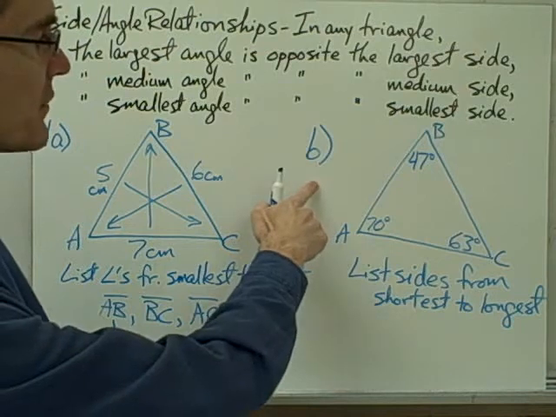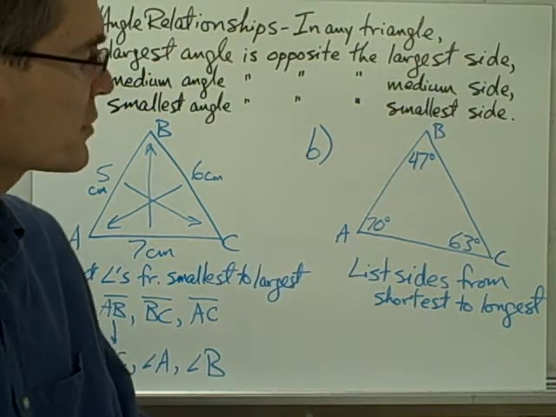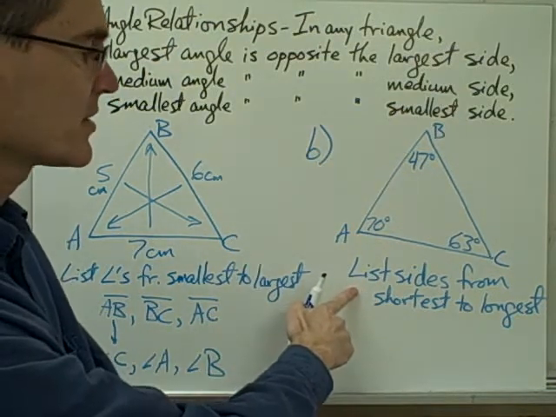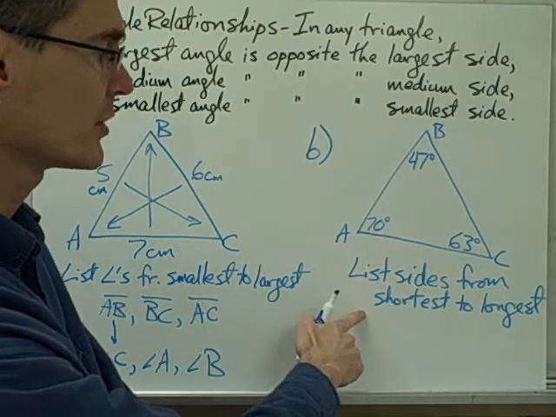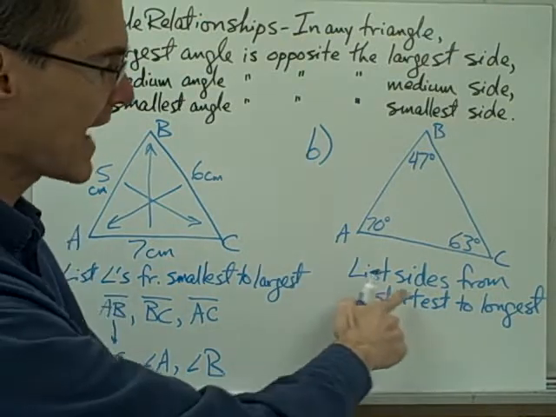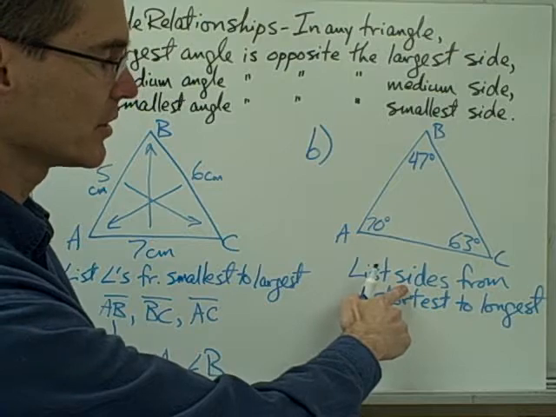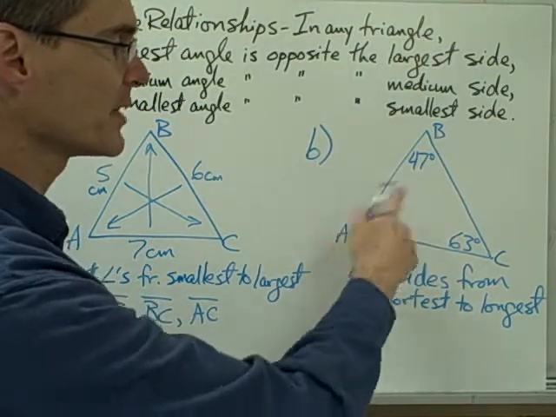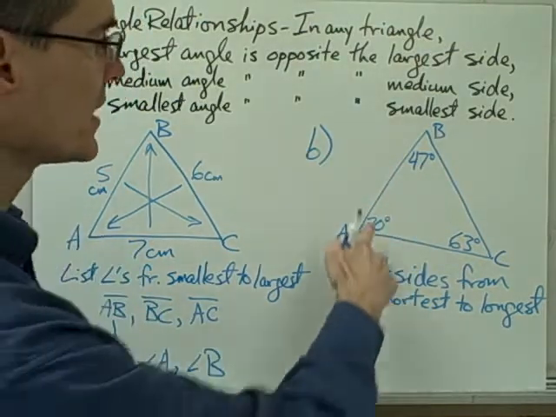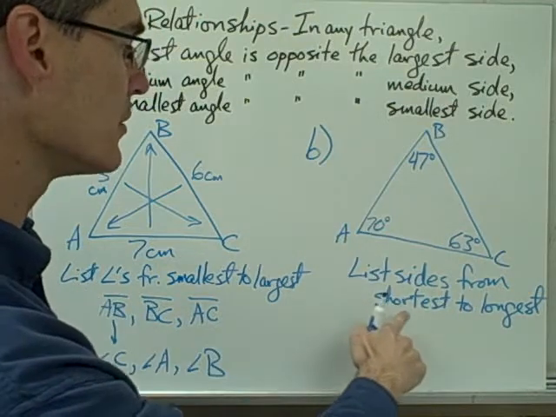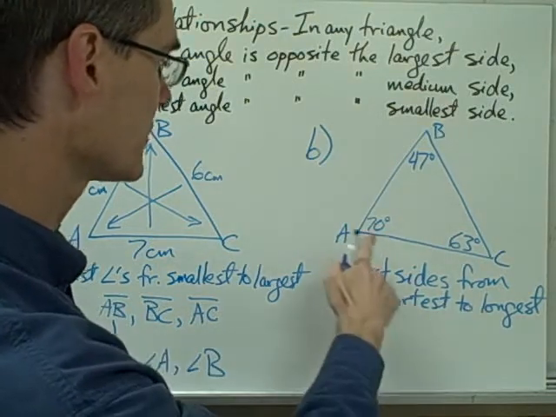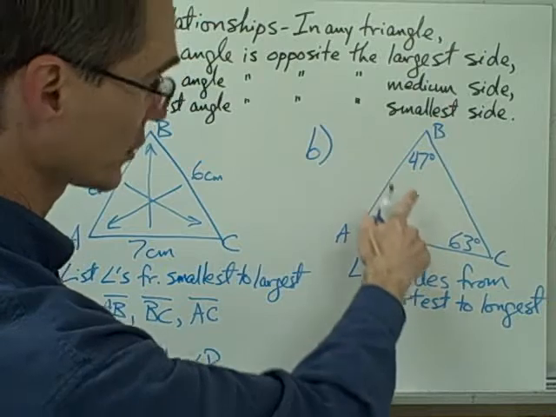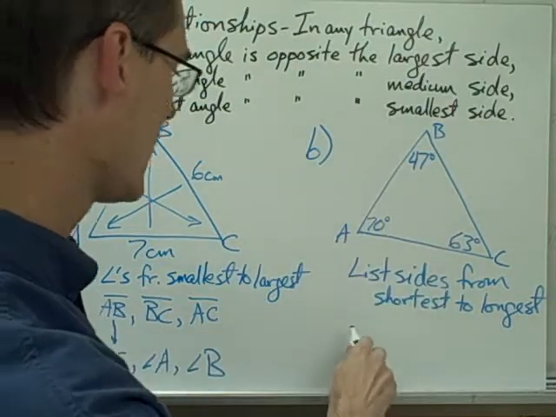I'm going to take a look at this first one under 4b. This one says, list the sides of this triangle from shortest to longest. And again, notice it's asking me to list the sides from shortest to longest, but it's giving me information about the angles. So once again, I'm going to first write down my angles in order from shortest to longest. So let's see, my shortest, or rather my smallest angle is angle B.